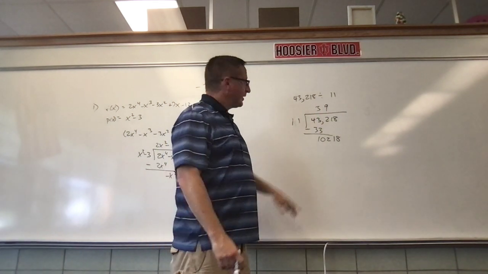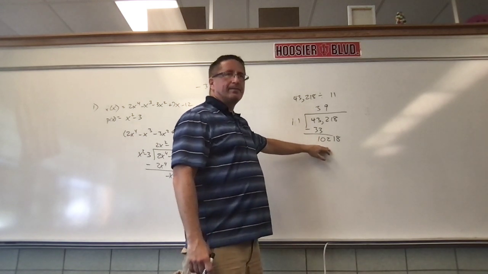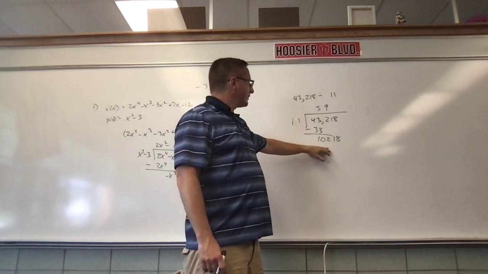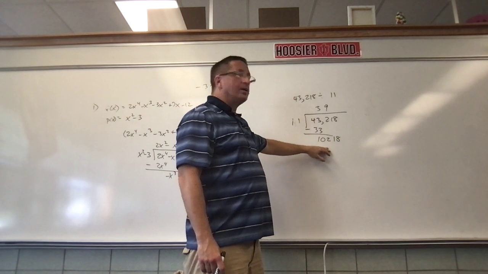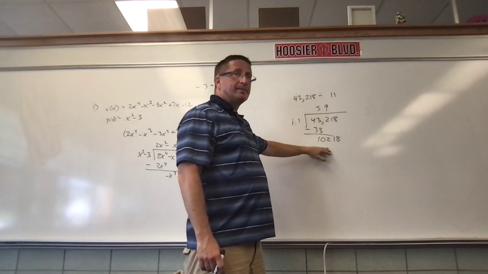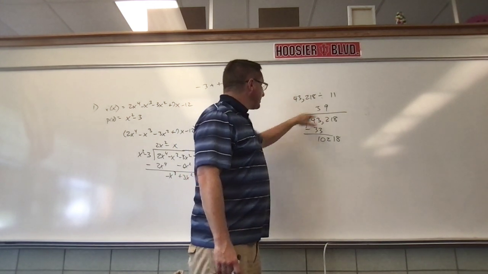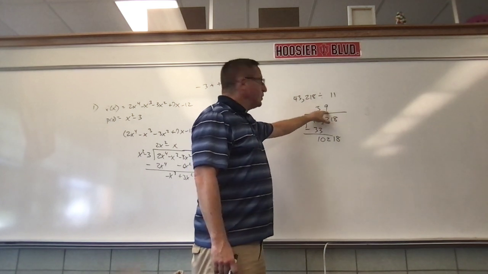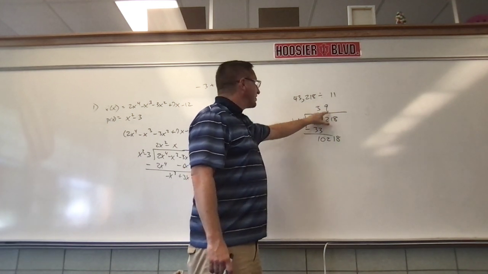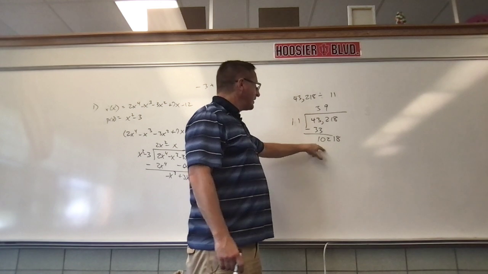Watch carefully. How do I get this number down here? Do 11. Wait, no. Where'd you get 99 from? You took all of this times all of this? No, 11. Just the new number times all of this. Just the 9 times 11, which is 99.